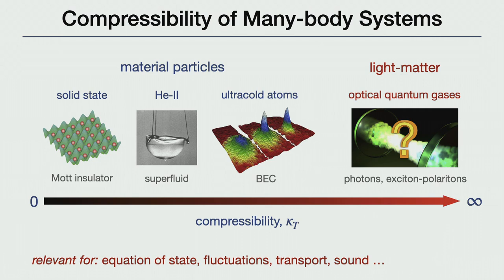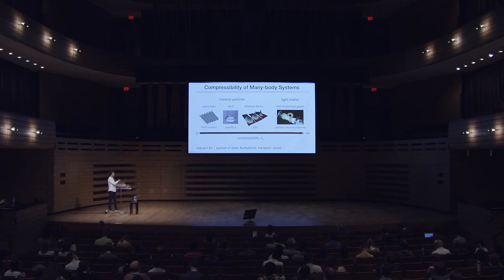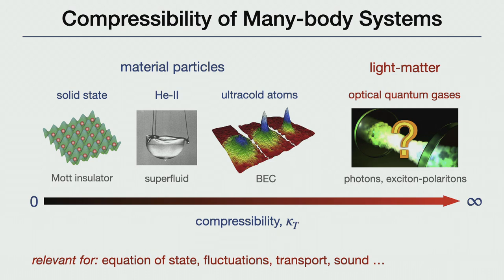These systems have emerged roughly 15 years ago, both with exciton-polaritons, which are quasi-particles in solid-state cavities, and also more recently with photons. And for these systems, one would actually expect, due to the relatively weak interactions, that the system becomes highly compressible, in the limit of an ideal system, actually infinitely compressible. And the compressibility is a very fundamental quantity. It tells us how the equation of state of such a system looks, how the system fluctuates, and what the transport properties are, for example, for very fundamental excitations such as sound propagation.